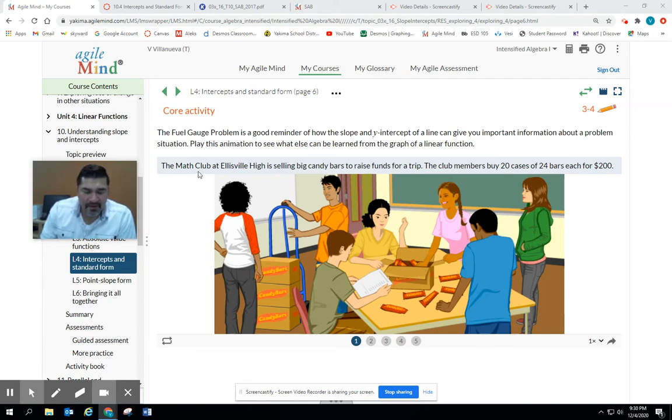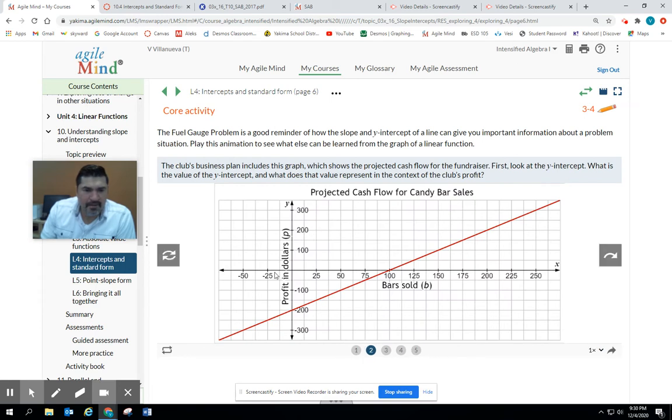Okay, so the math club at Ellisville High is selling big candy bars to raise funds for a trip. The club members buy 20 cases of 24 bars each for $200. Okay, so the club's business plan includes this graph, which shows a projected cash flow for the fundraiser.